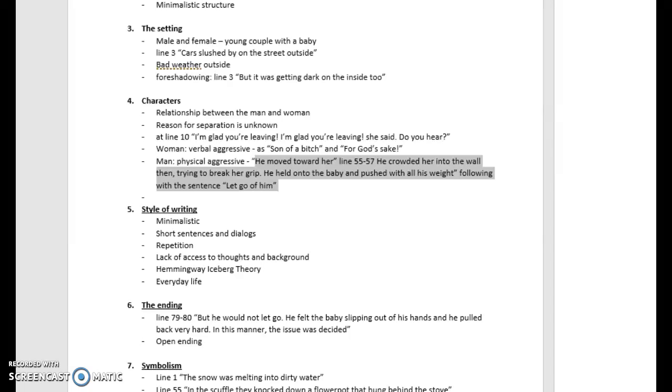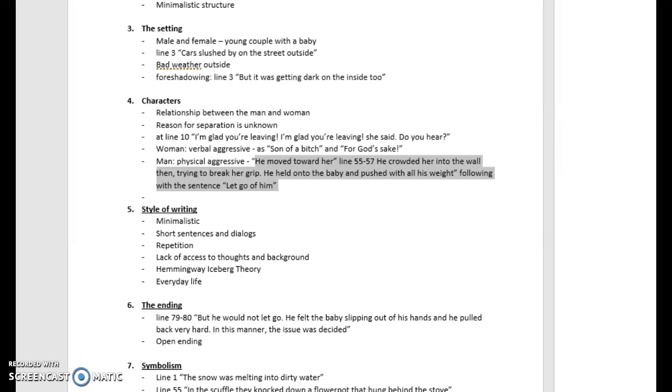We also learn at the beginning of the short story that it takes place in a town, which we can see at line 3. "Cars slash by on the street outside." So we here get the idea that the short story is happening in a town or a city. And also, the short story starts with describing the bad weather outside, and there's also use of foreshadowing.